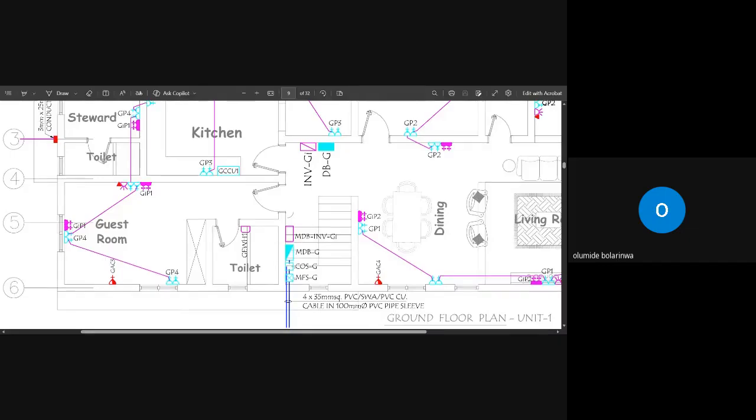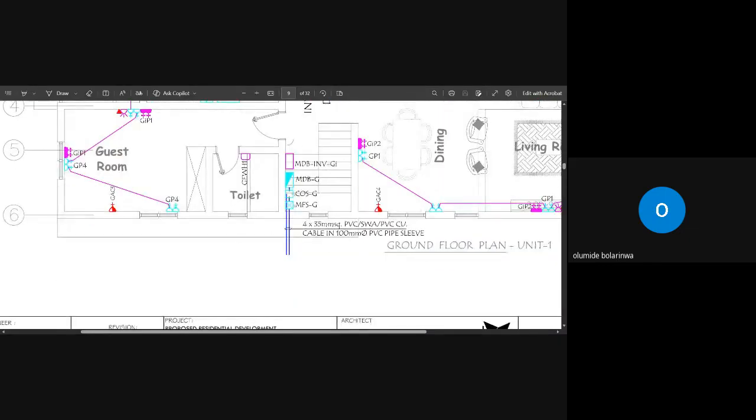Now, let's open to bed. You can see where they locate our panel. Check your staircase area. Do we check our own staircase area? Yes, sir. You can see that we have MDB inverter on ground floor. Can see where they wrote MDB ground floor, COS ground floor, MFS ground floor. Yes, sir.